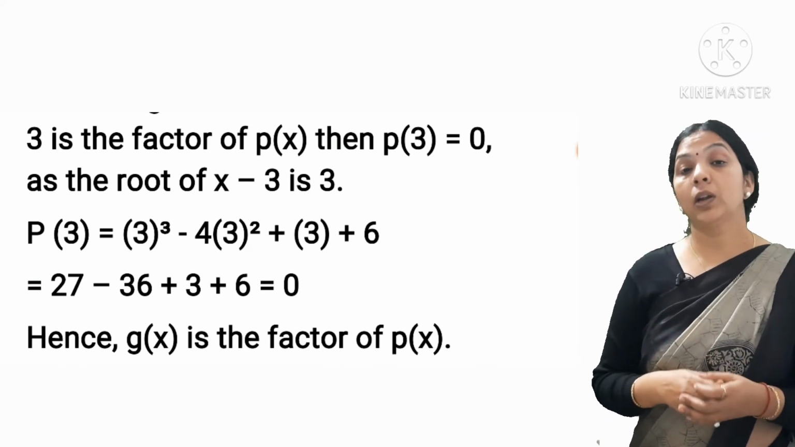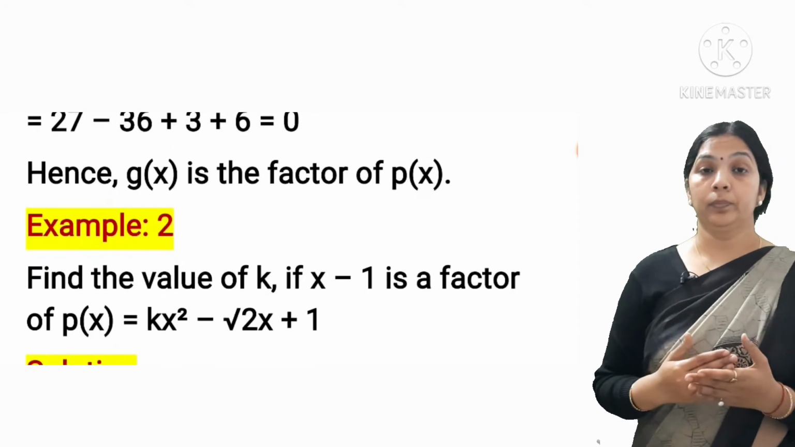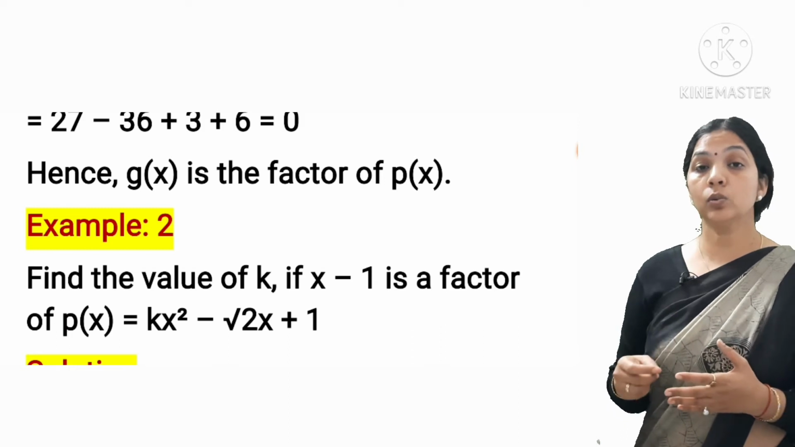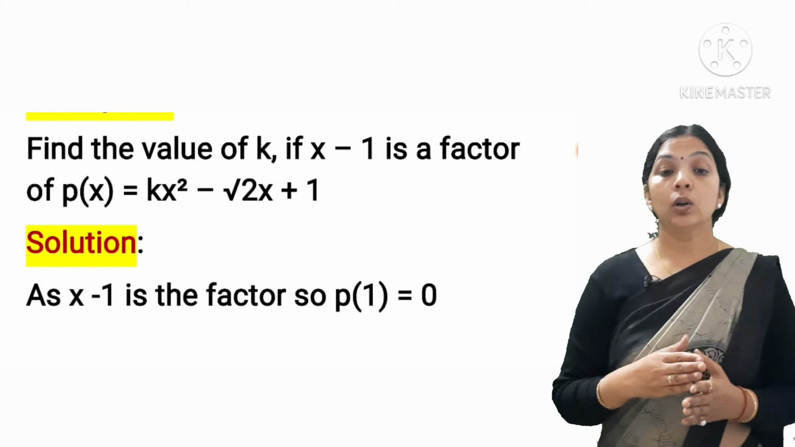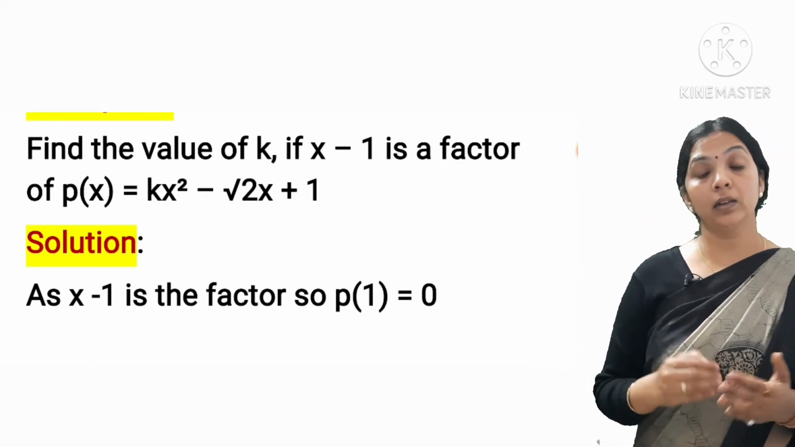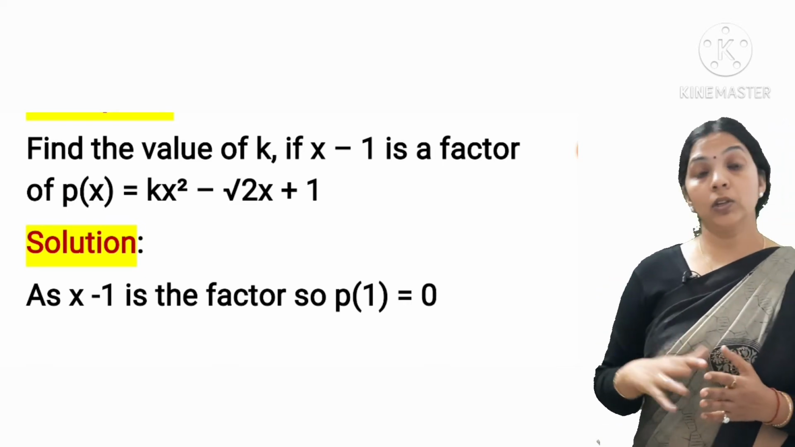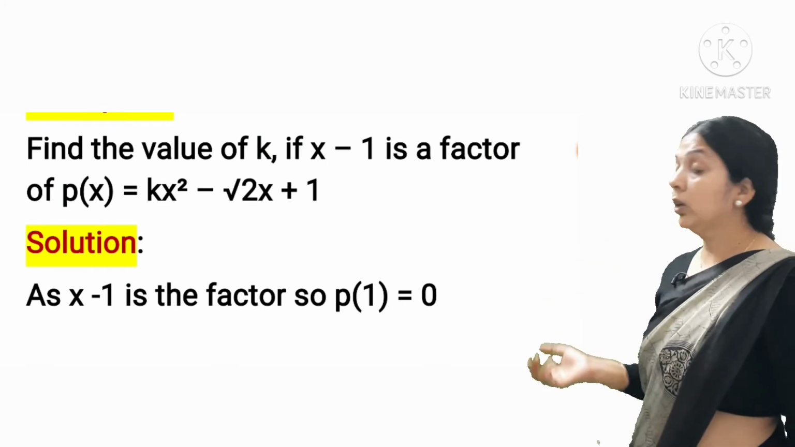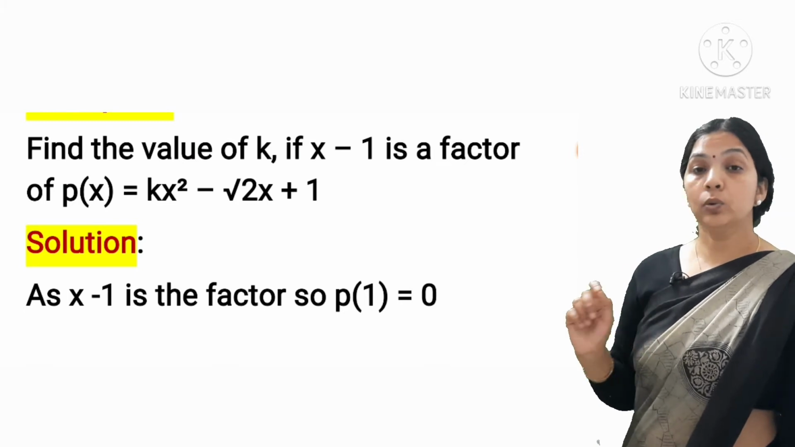Now take one more example. Find the value of k if x minus 1 is a factor of p(x) equal to k x square minus root 2 x plus 1. Okay, so we have to find the value of k in this given polynomial, and it is given to us that x minus 1 is a factor of this polynomial. Now, as we know that x minus 1 is a factor of this given polynomial, it must be that p(1) is equal to 0.